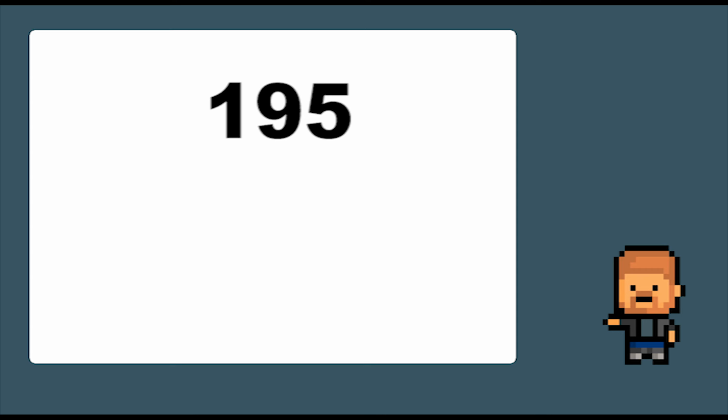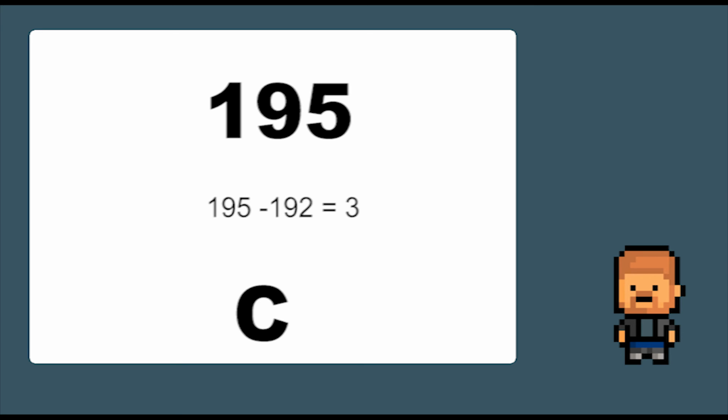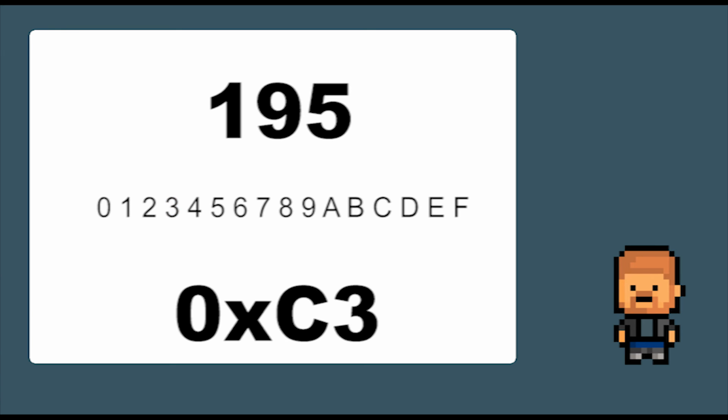Okay, let's try another one, 195. Okay, so 10 times 16 is 160. And that's not quite big enough. Let's try 11 times 16 is 176. But I think we can still go a bit bigger than that. So 12 times 16 is 192. And that's pretty close to 195. 12 in hex is C. So then we get the 195 and subtract the 192. And that leaves us 3. Unfortunately, 3 in hexadecimal is 3. So our hex value is 0xC3.